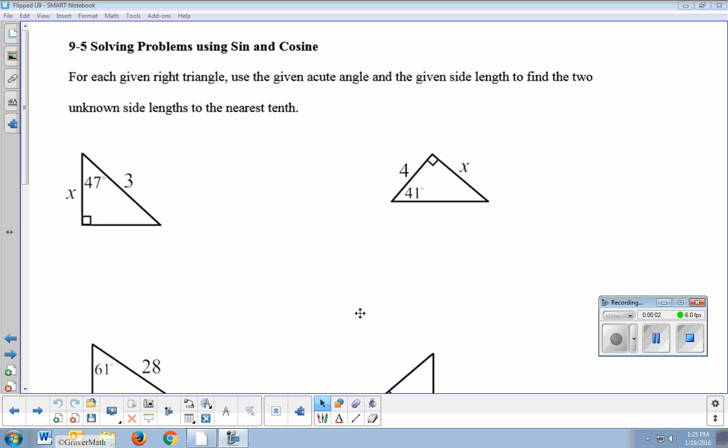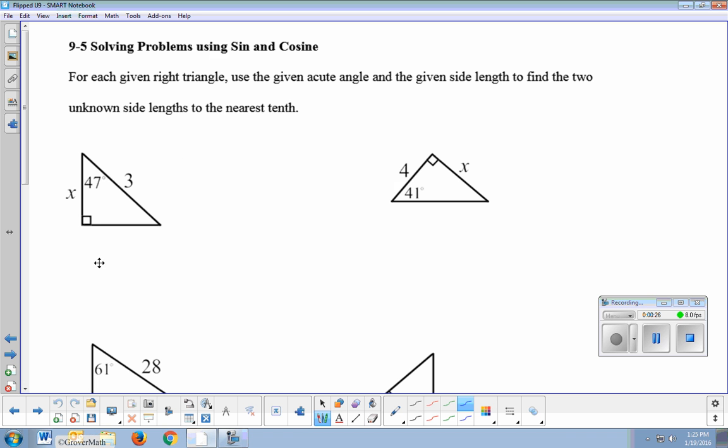Geometry, Unit 9, Section 5, solving problems using sine and cosine. For each given right triangle, use the given acute angle and the given side length to find the two unknown side lengths to the nearest tenth. So we're solving for x. We also want to find that. We're not going to do it for all of these, but let's just solve for x on this first question here.